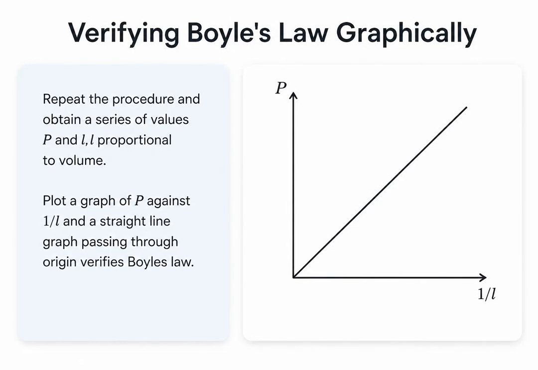Once we have our measurements, we repeat the procedure to get a series of values for pressure and length. Since the tube has a uniform cross-section, the length of the air column is directly proportional to its volume. Plotting pressure against 1 over length yields a straight line passing through the origin, perfectly verifying Boyle's law.